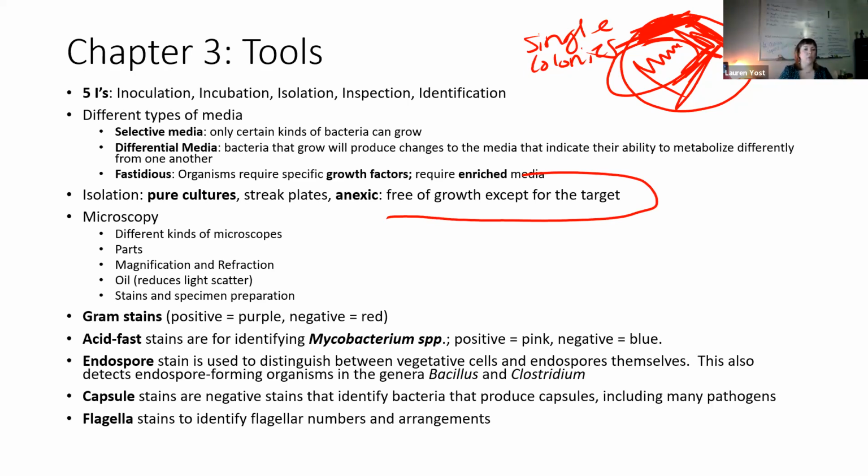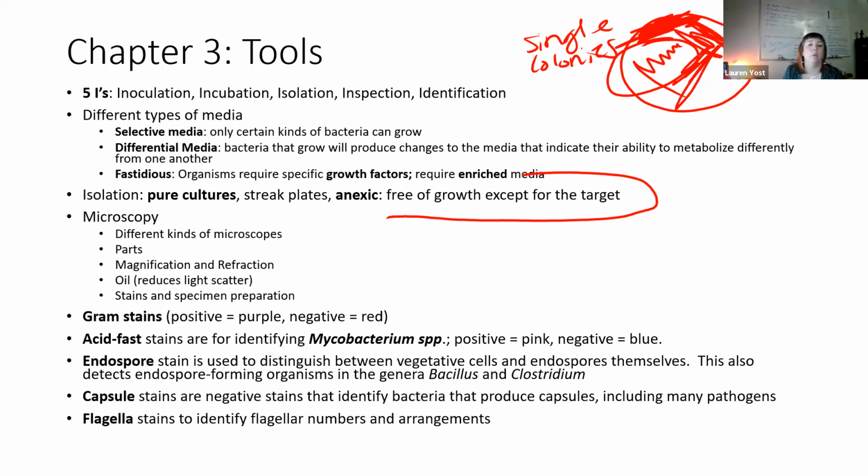There are different kinds of media that you can grow your sample on. Selective media is going to have something in it that's going to keep other things from growing, so only certain kinds of bacteria can grow, like gut bacteria, when we add bile salts to MacConkey agar, for example, or when we add salt to mannitol salt agar in order to grow skin-based bacteria like Staphylococcus organisms. Then we have differential media.